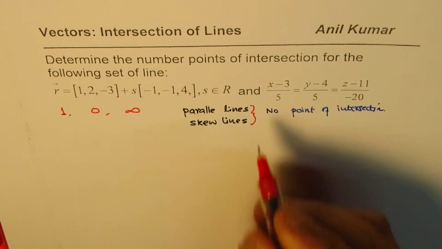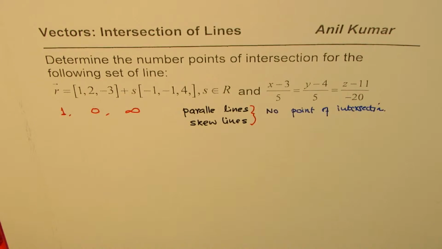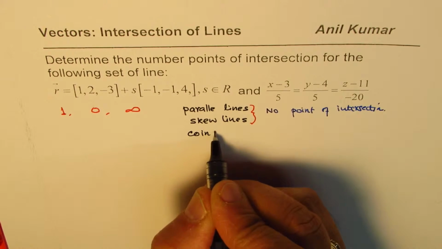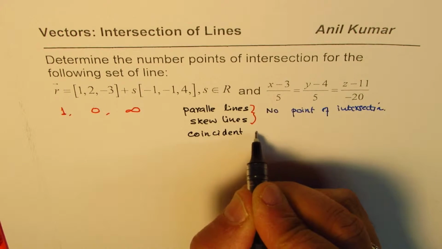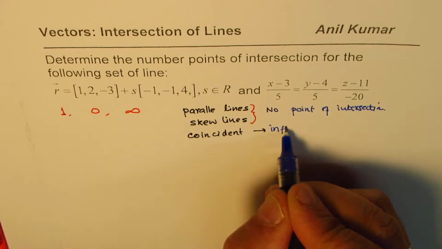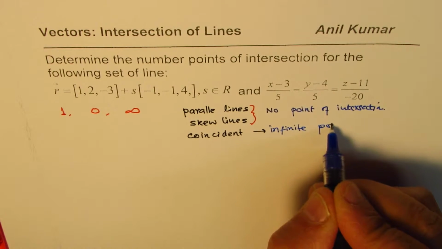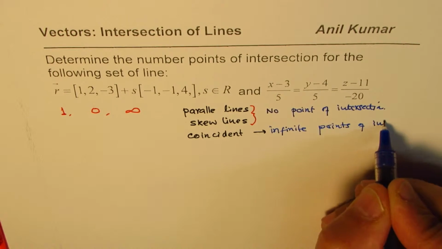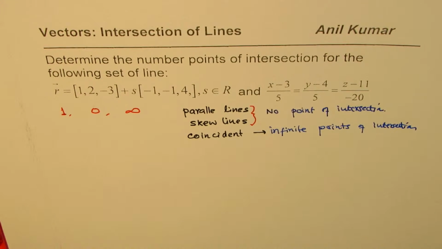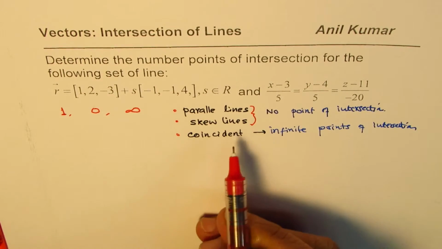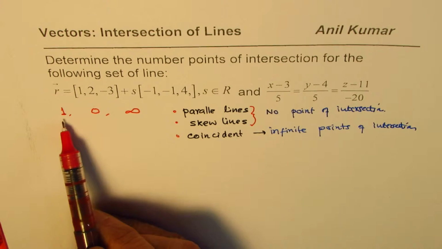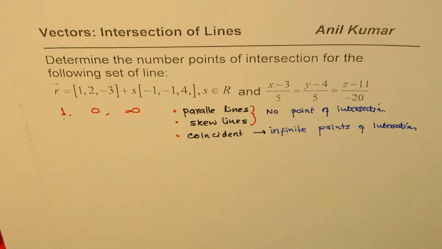And when do we have infinite points of intersection? We have an infinite number of points of intersection only if we have coincident lines, right? So in that case, we have infinite points of intersection. Else we have just 1, right? So these are the cases. These are 3 different cases: parallel and skew give 0, coincident gives infinite, and all others will give us 1 point of intersection.